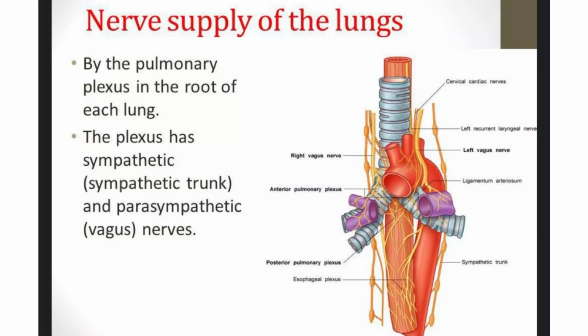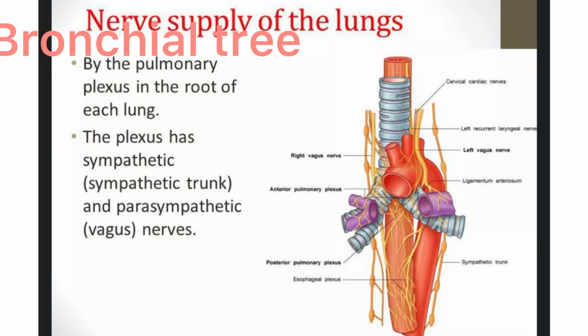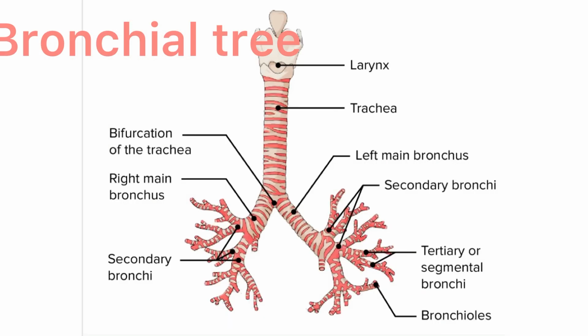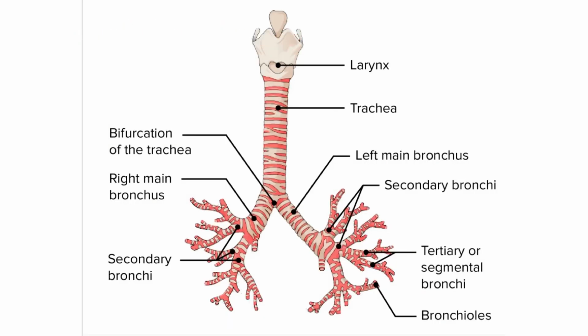So now let's talk about the bronchial tree. This is a typical illustration of the bronchial tree. Here, the trachea divides at the level of the lower border of the fourth thoracic vertebra. Now it divides into two primary principal bronchi, one for each lung, okay? Now the right primary principal bronchus is about 2.5 centimeters long.